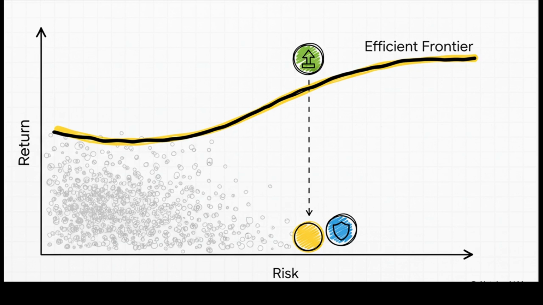If your portfolio is a dot that falls below this line, it's inefficient, it's suboptimal. That means you're either taking on more risk than you need to for the return you're getting, or you're not getting enough return for the level of risk you're taking. You can always, and I mean always, do better by picking a portfolio that's right on that line.